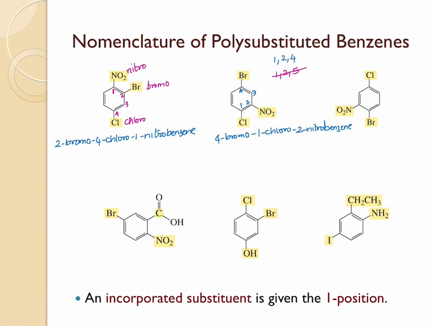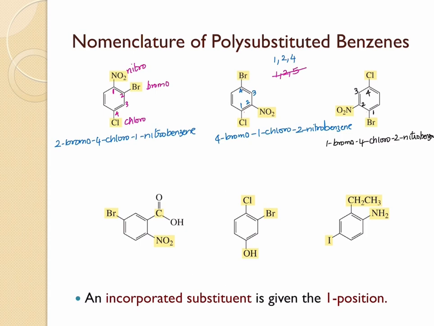So here we needed to assign one of these to be number 1. So we can assign this to be number 1, right? And this carbon, we have to go in the clockwise direction here, 2, 3, 4. And therefore this should be 1-bromo, 4-chloro, 2-nitrobenzene. Let's go on to the next compound.